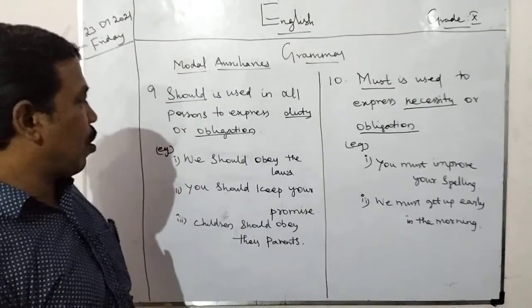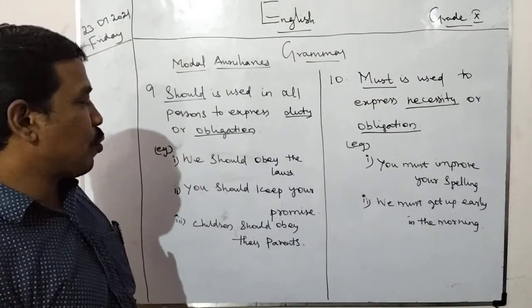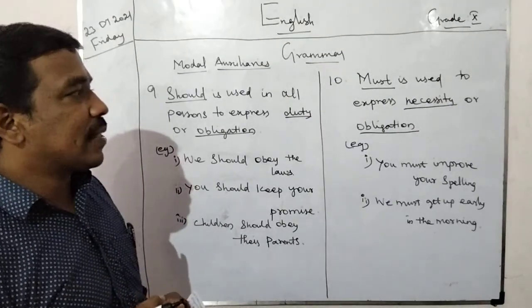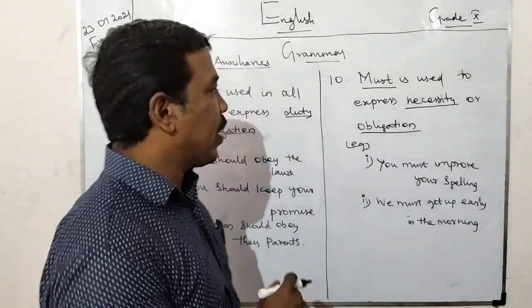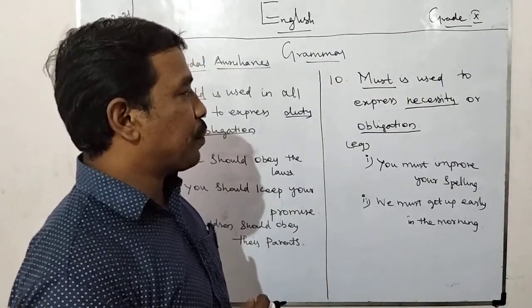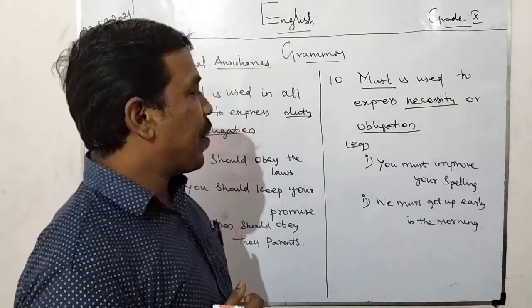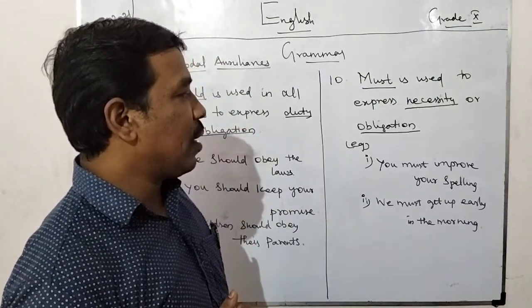We should obey the laws. We should keep our promises. Children should obey their parents. These are all our duty. Here, necessity. What are the necessities we have? We must improve our spelling. You must improve, that is your necessity. Then we must get up early in the morning.